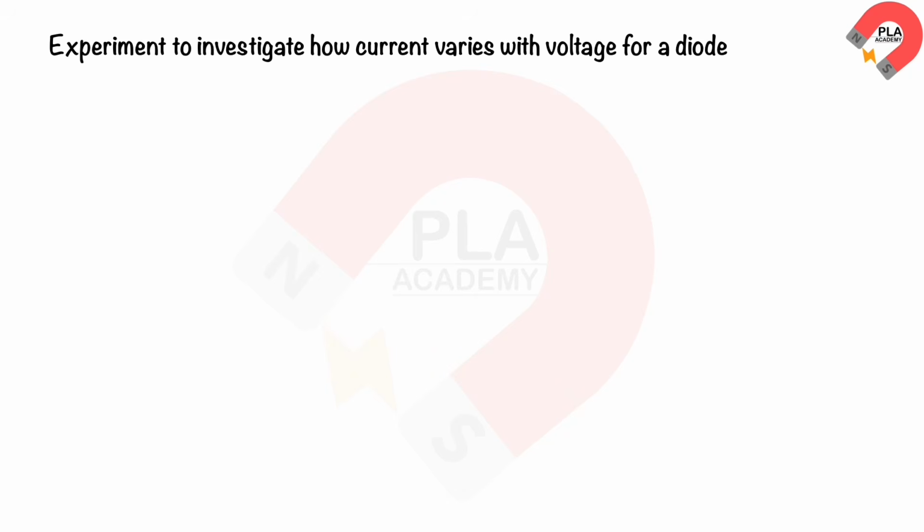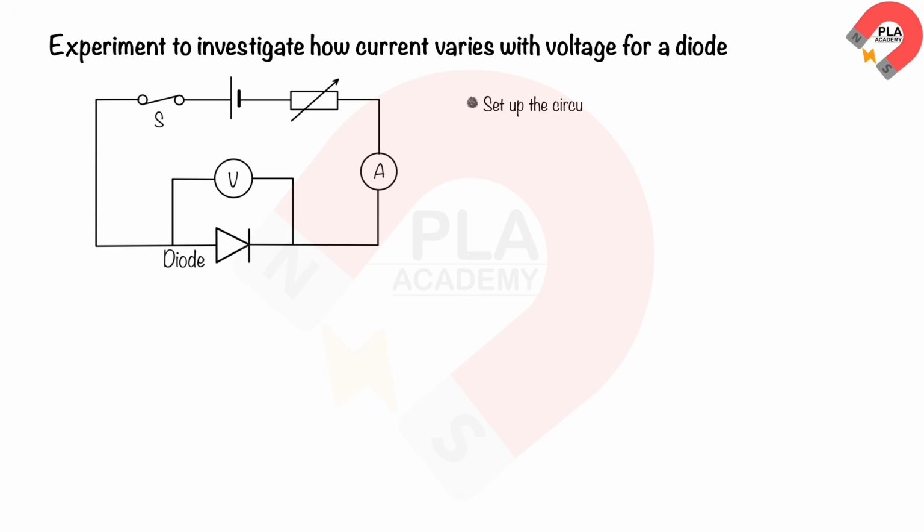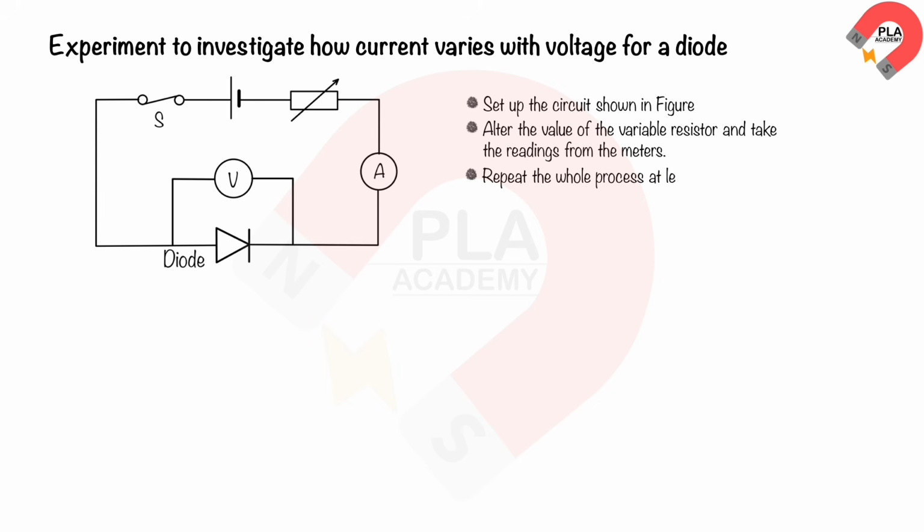We repeat the experiment to investigate how current varies with voltage for a diode. Set up the circuit shown in the figure. Alter the value of the variable resistor, and take the readings from the meters. Repeat the whole process at least 6 times.